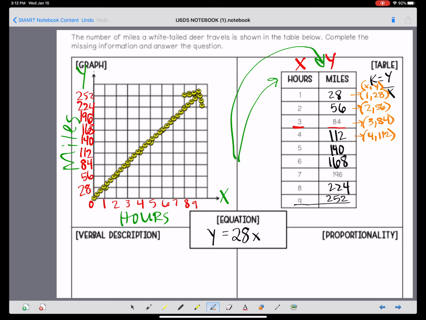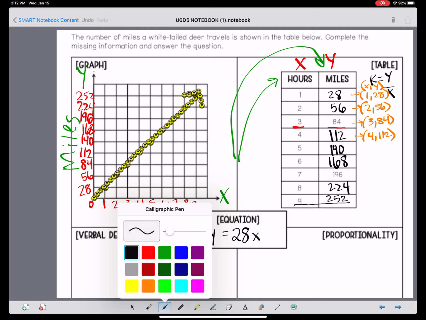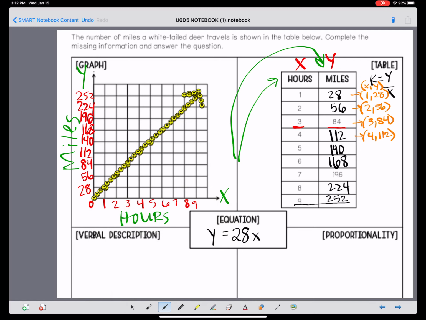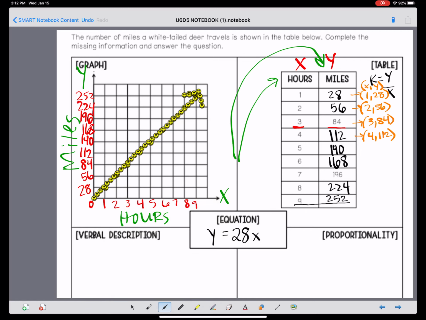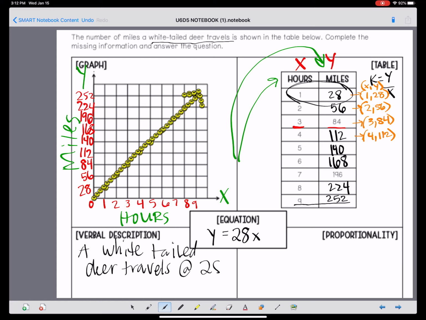All right, let's go ahead and write out a verbal description. What that means is tell us what's going on in this table and this graph. Well, I know right now that the white-tailed deer travels at 28 miles in 1 hour per hour. So I'm just going to say right here, a white-tailed deer travels at 28 miles per hour.